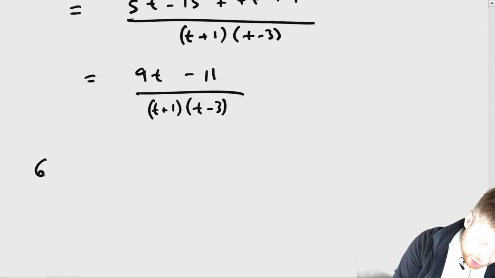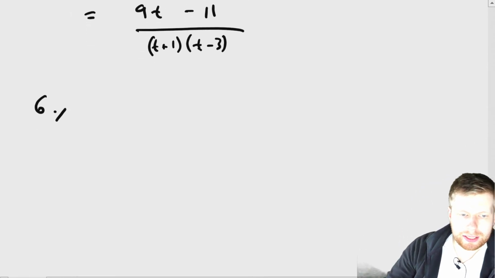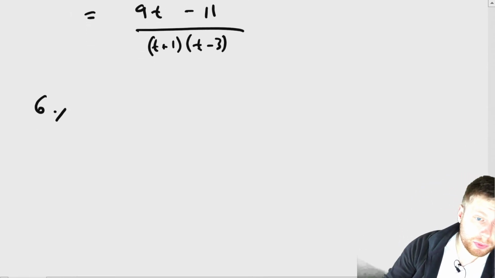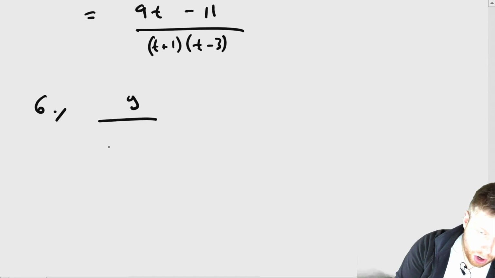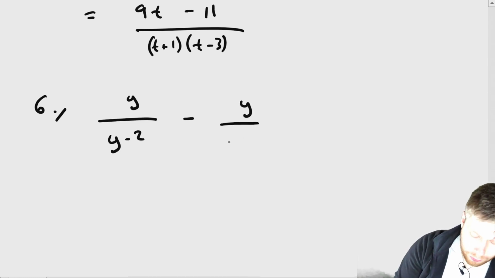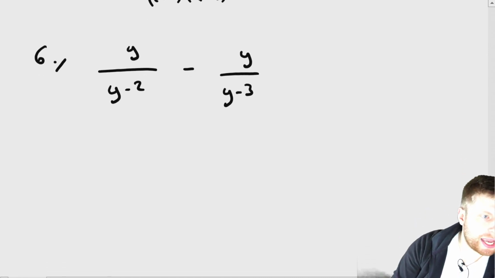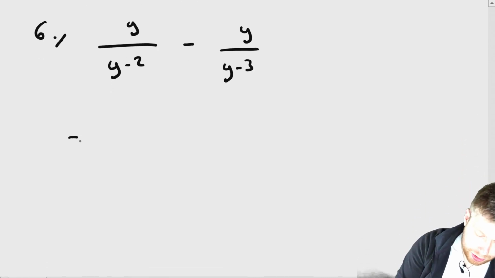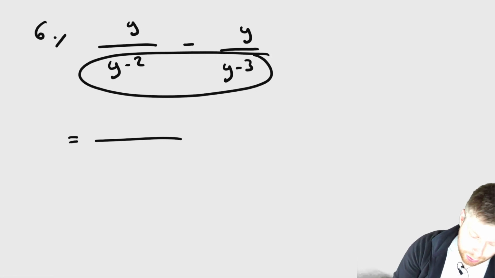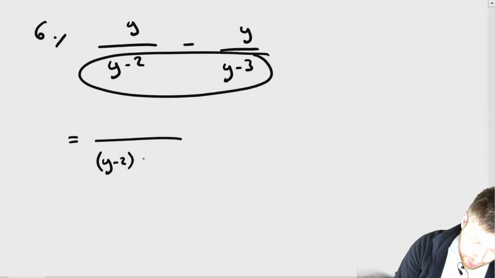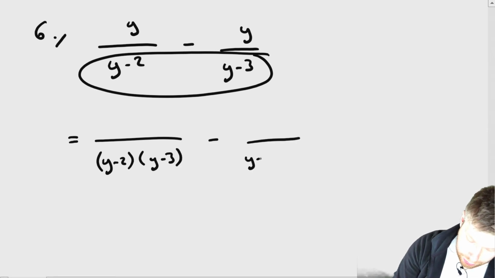Okay. So I think this is question 6. Similar kind of idea. So we're going to have y over y minus 2 subtract y over y minus 3. So again, I need the same denominator on both fractions. So I'm just going to multiply these two denominators together. So in other words, get y minus 2 times by y minus 3 on the denominator of both of these fractions.